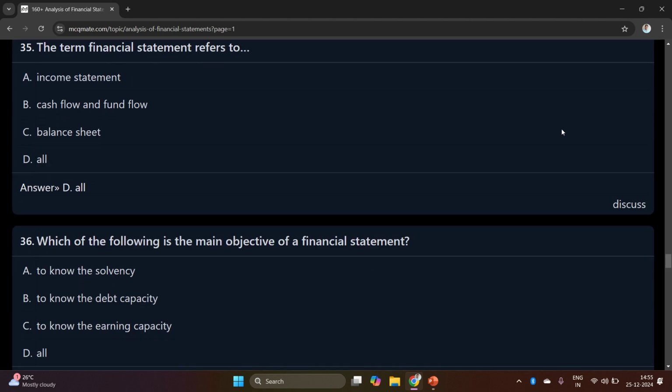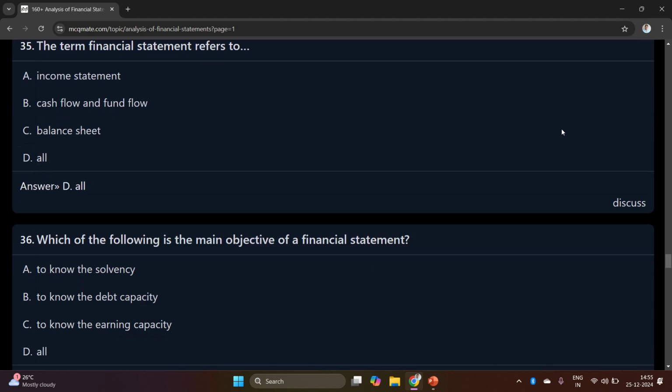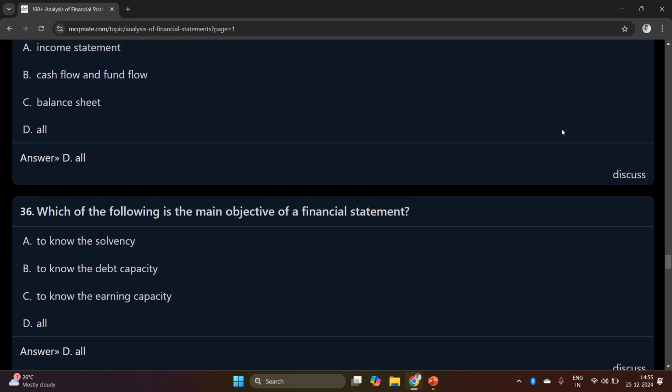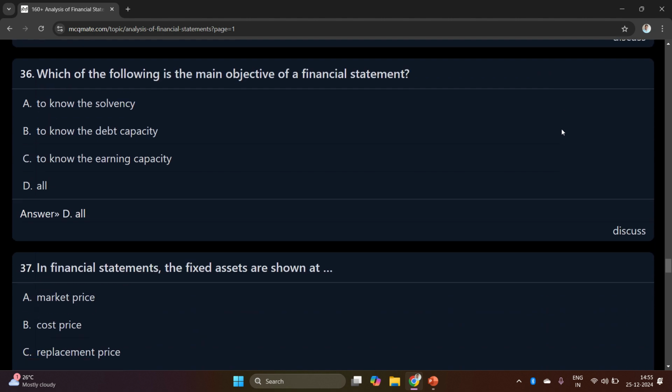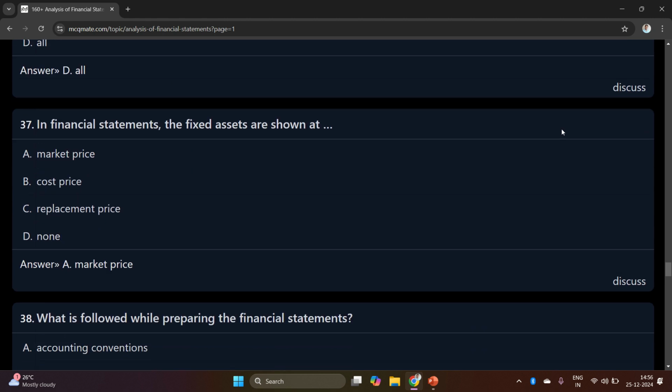Which is the main objective? Which of the following is the main objective of financial statements? To know the solvency, to know the debt capacity, to know the earning capacity. So option D, all of the above. The fixed assets are shown at market price.